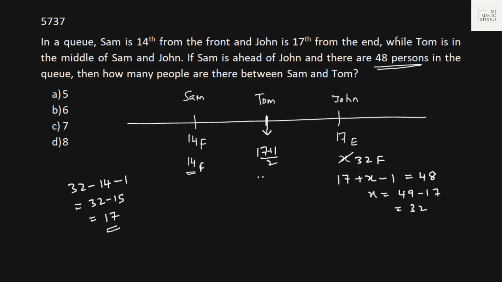Tom's position would be 17 plus 1 by 2. That is 9. Ninth from Sam. That means there are 8 people between Sam and Tom, and 8 people between Tom and John. And Tom is at this position. 8 plus 8, 16 plus 1 is 17. So how many people are there between Sam and Tom or Tom and John? There are 8 people. Option D is the pick.